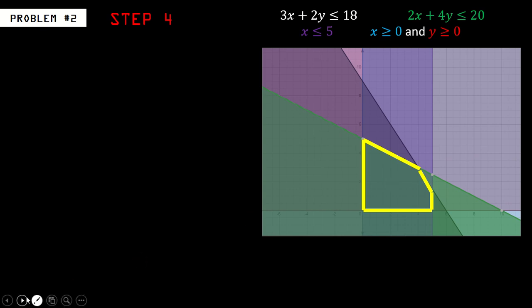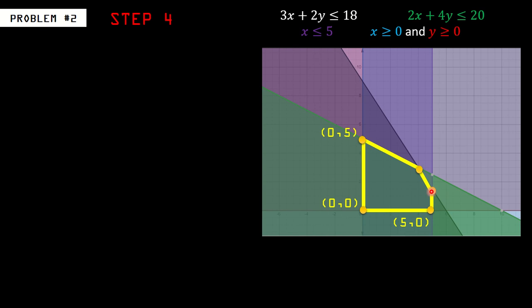So same procedure, we need to identify all the corner points here. First we have the origin, which is 0, 0. And then we have here the y-intercept for 2x plus 4y less than or equal to 20, which is 0, 5. And then here we have an x-intercept for the graph x is less than or equal to 5. In this case, this is 5, and it's on the x-axis, so 5, 0. Okay, so now how about these 2 points? So let's start first with this one, this point.